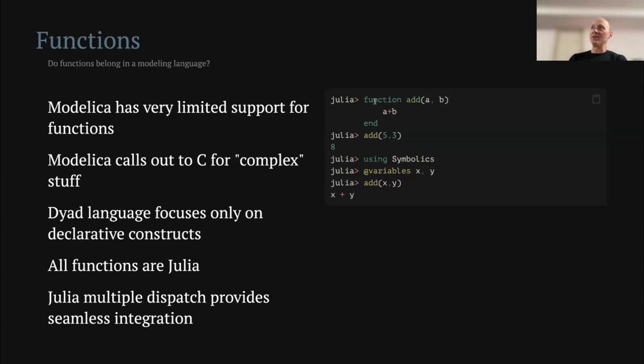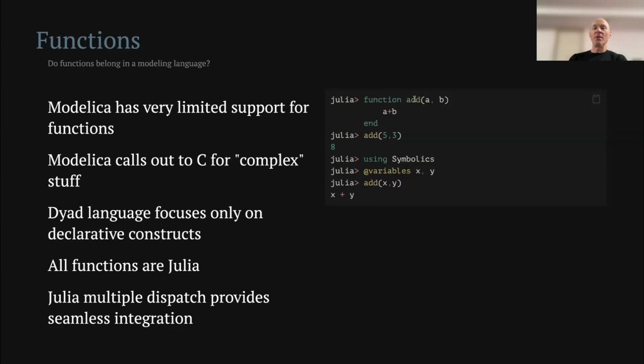Now, let's say I bring in the Symbolics package in Julia and I declare two variables, x and y. What that means is I still have the same function. I didn't have to redefine my add function at all. It's the same function. But because the plus operator can dispatch on symbols, just like it can dispatch on numbers, if I say add x comma y, it gives me back the expression x plus y, right? It doesn't evaluate it. It actually just constructs a symbolic expression for x plus y.